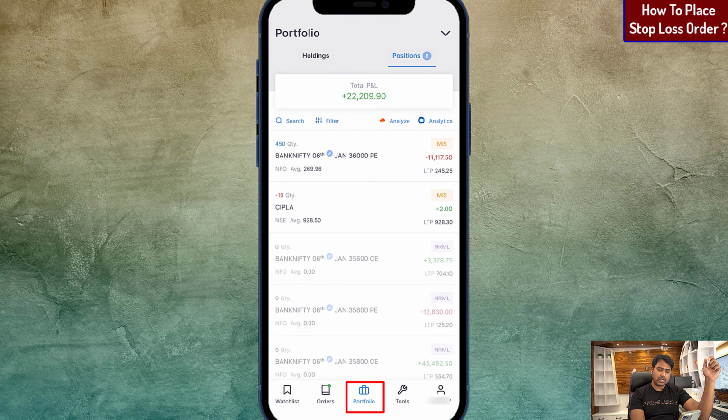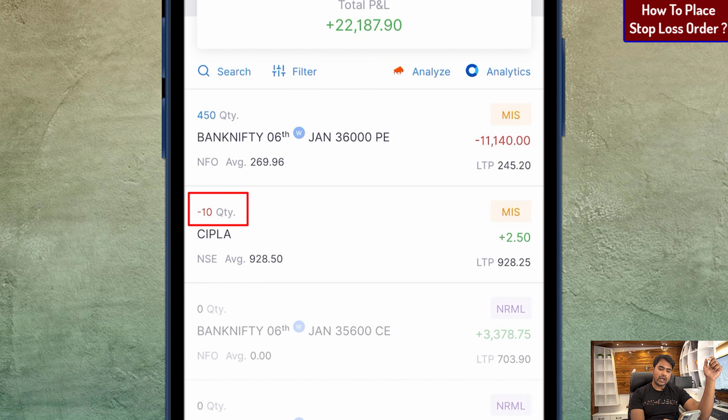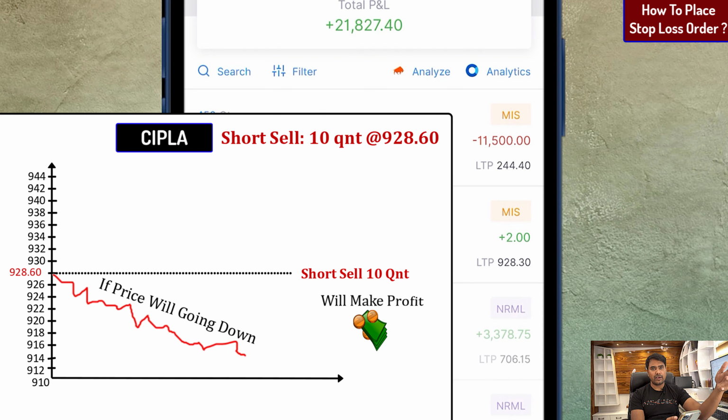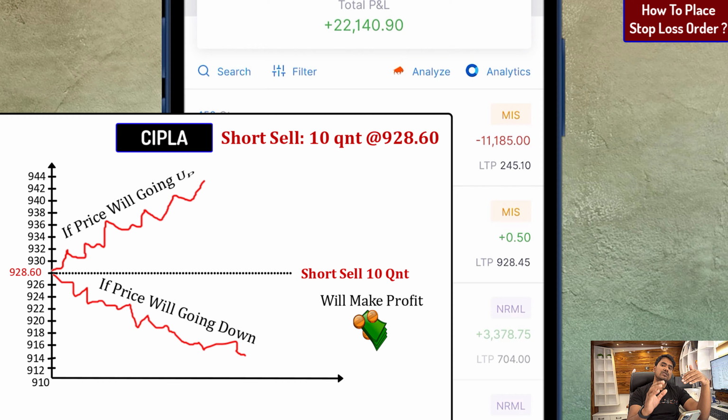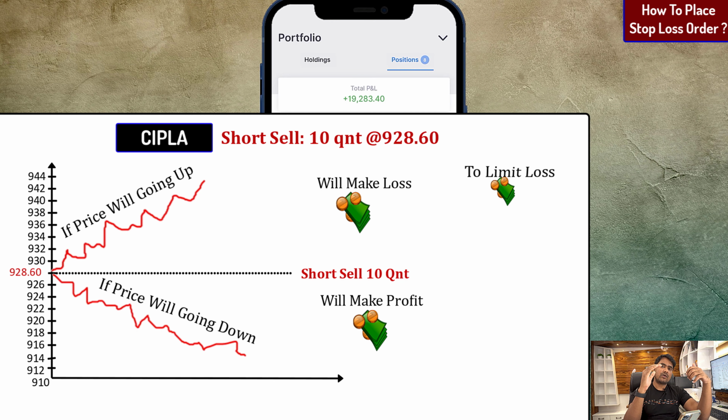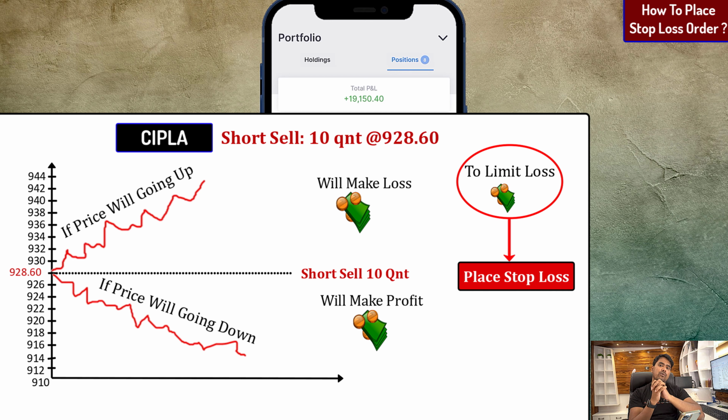So in the portfolio section you can see Cipla 10 quantity we have short today. Okay, if the Cipla price is going down, then we will be making profit, but if the share price is going high, then definitely we will be making losses. So to limit the losses, we can place a stop loss order at a higher price. Let's say, if the market price is going high to 932, then I will square off this position.